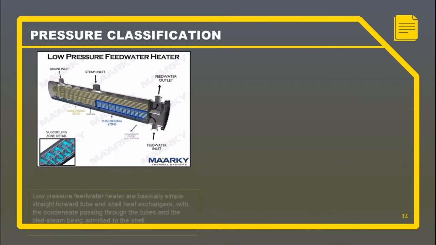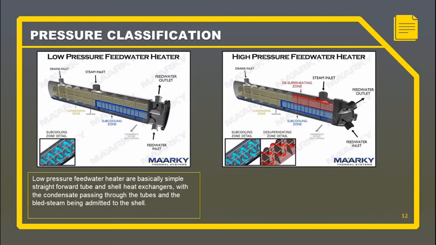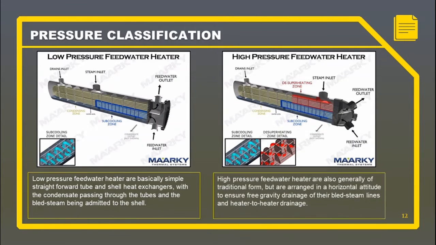First is the low pressure feedwater heater. It is basically a simple, straightforward shell and tube heat exchanger, with the condensate passing through the tubes and the bled steam being admitted to the shell. Next is the high pressure feedwater heater, also generally of traditional form, but arranged in a horizontal attitude to ensure free gravity drainage of their bleed steam lines and heater-to-heater drainage.